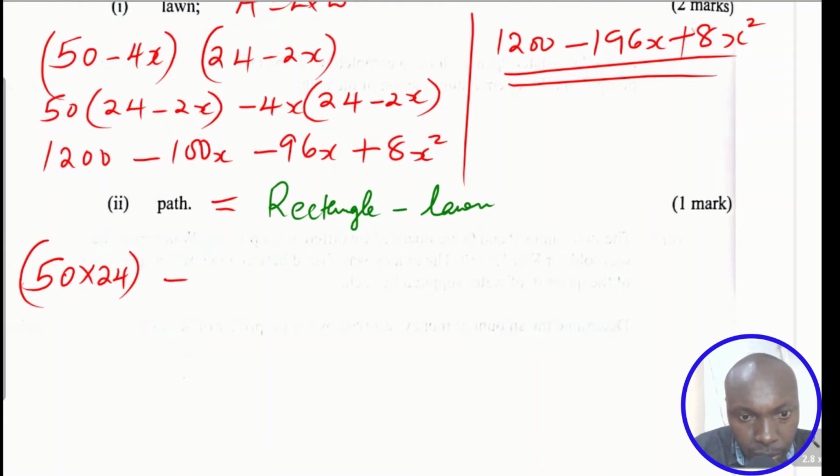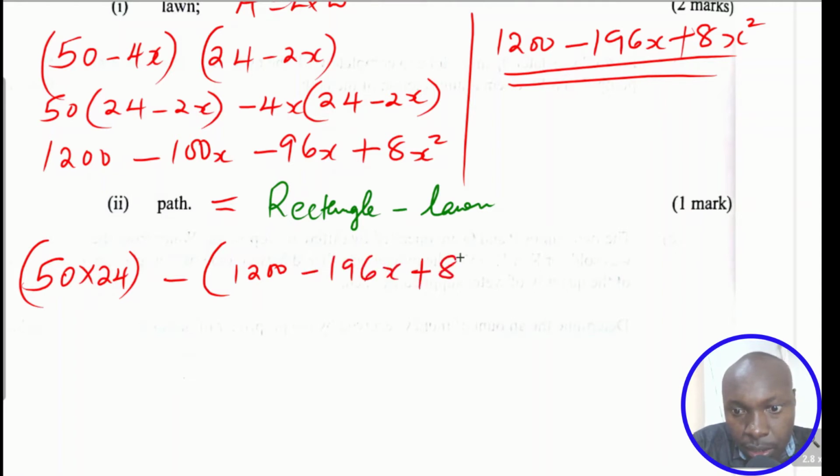Then the area of the lawn is what we've just obtained here. This is a simple expression in the simplest form. This is 1200 subtract 196x plus 8x squared. So this is what you need to work out. So 50 multiplied by 24, and this one you get 1200.